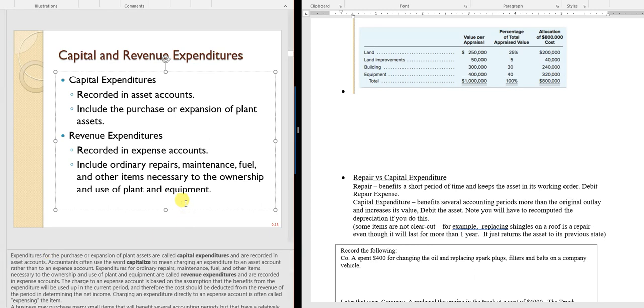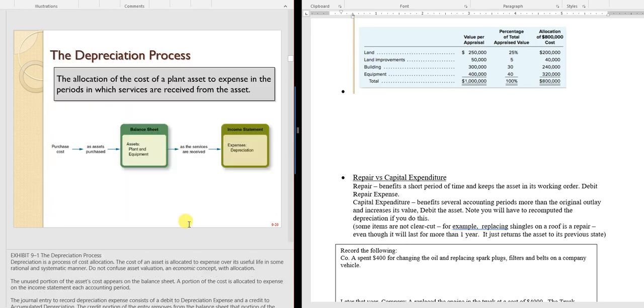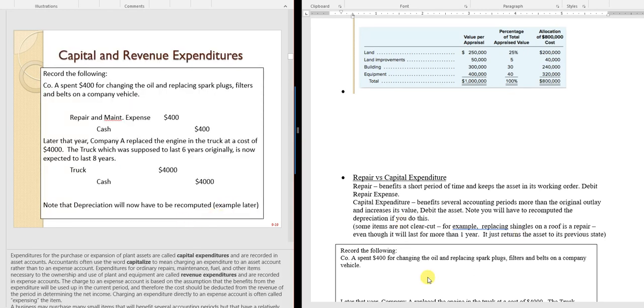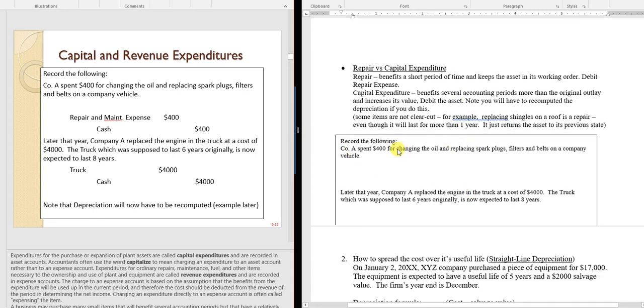Okay, so let's go through this one. So I spent $400 changing the oil and replacing spark plugs. So I asked myself 2 questions. Does it significantly increase its useful life or its value? And the answer is no, so I expense it. So I'm going to debit repair and maintenance expense and credit cash.